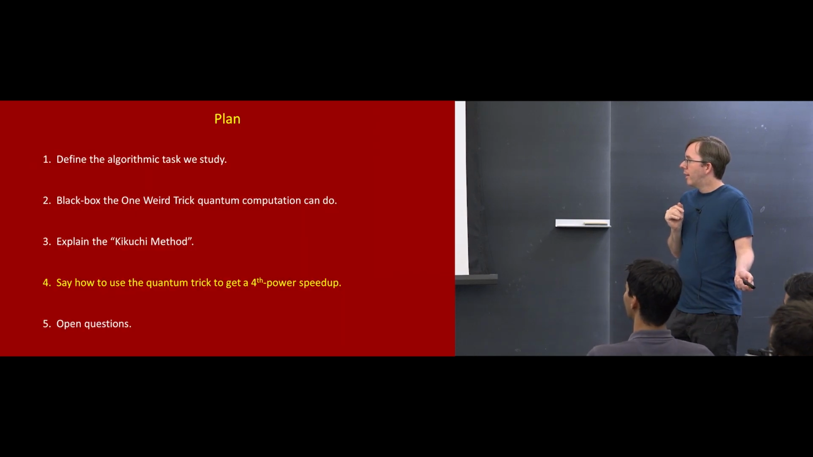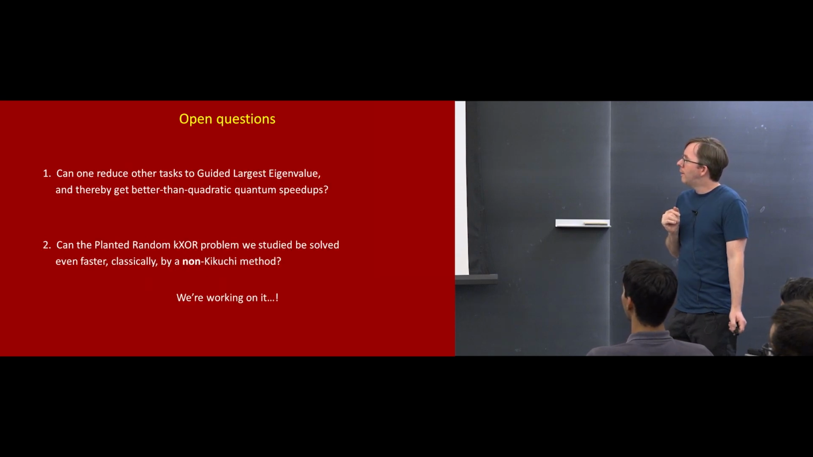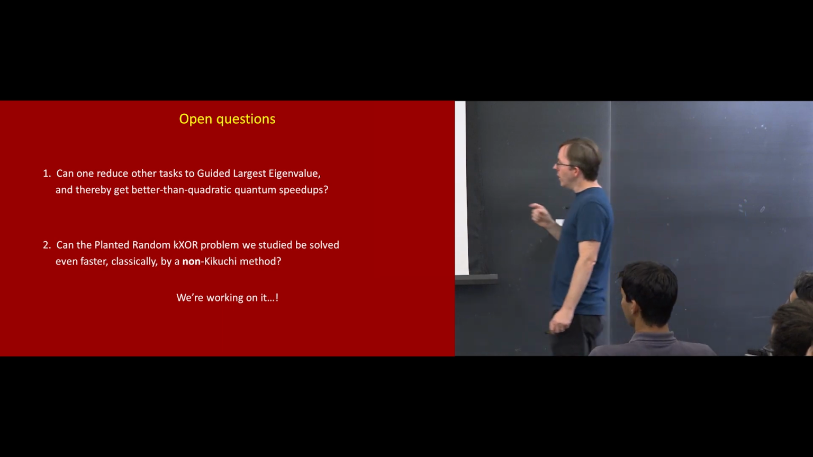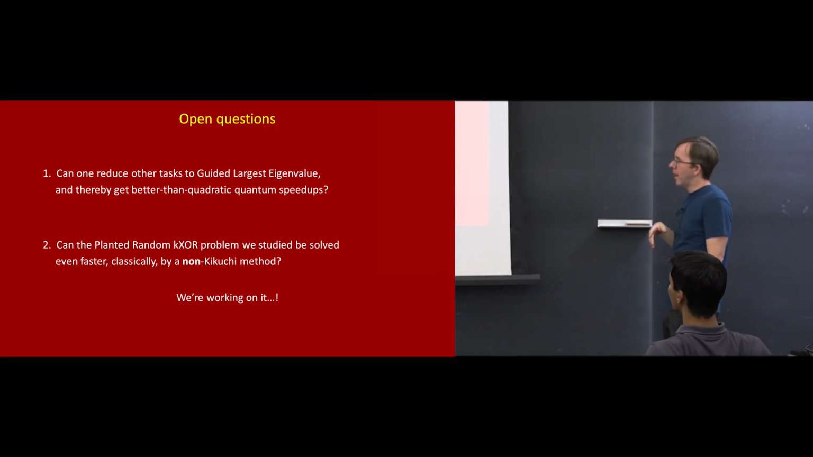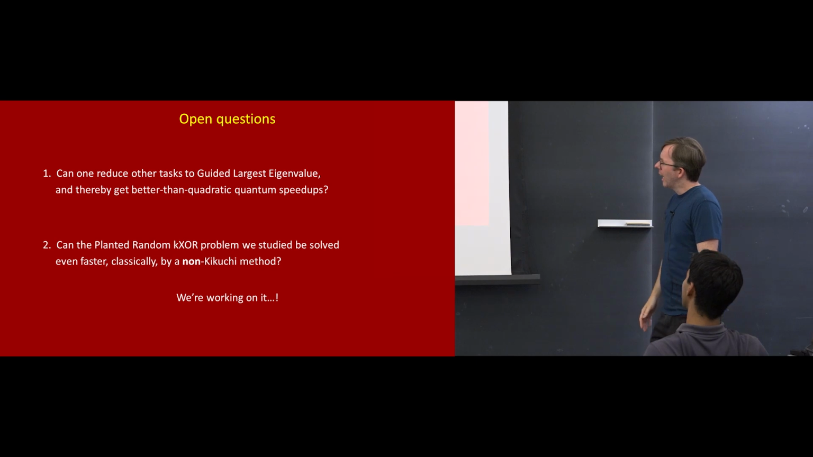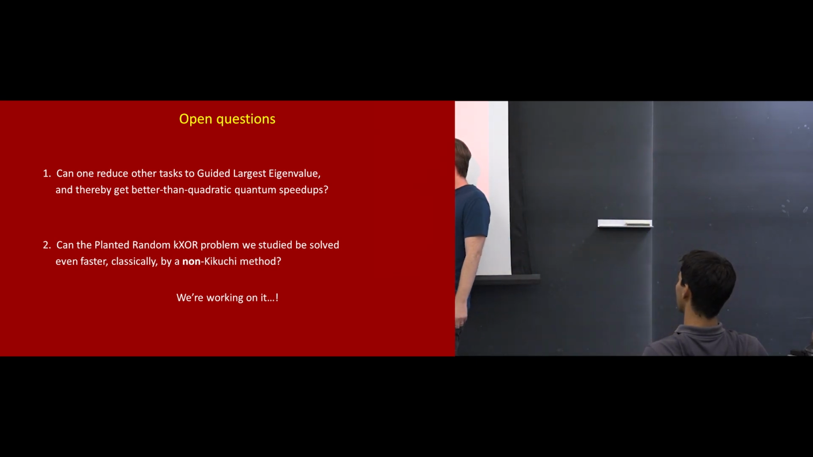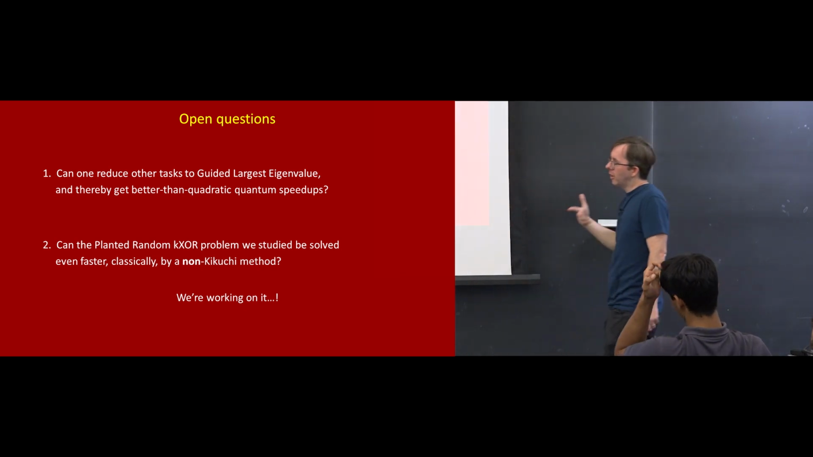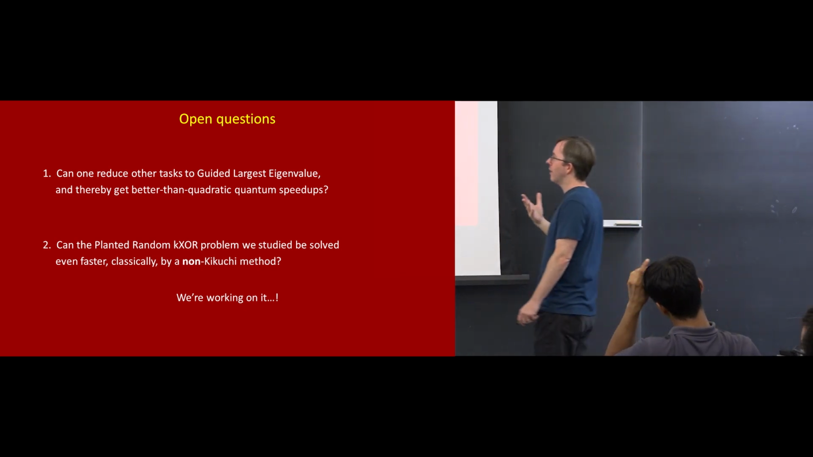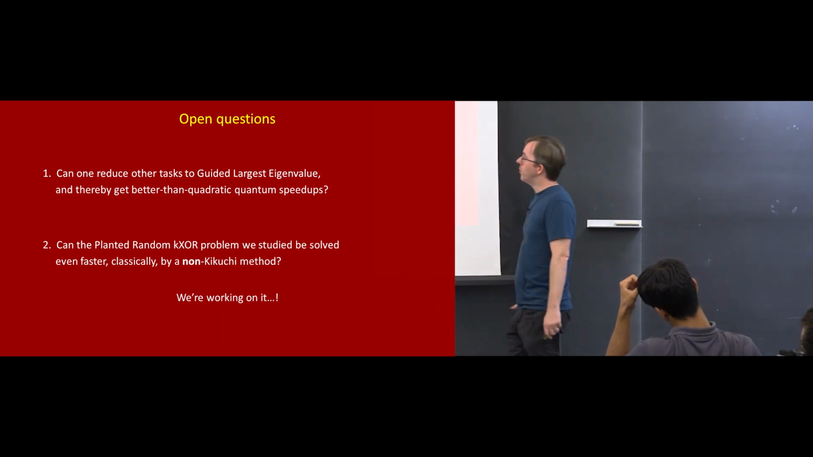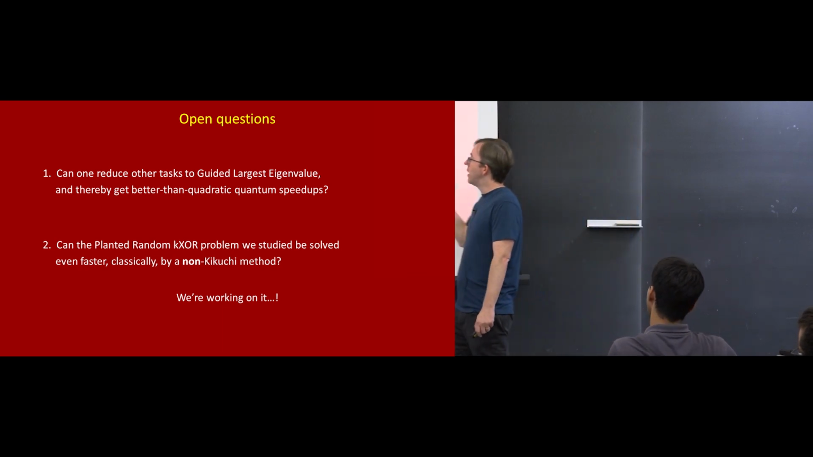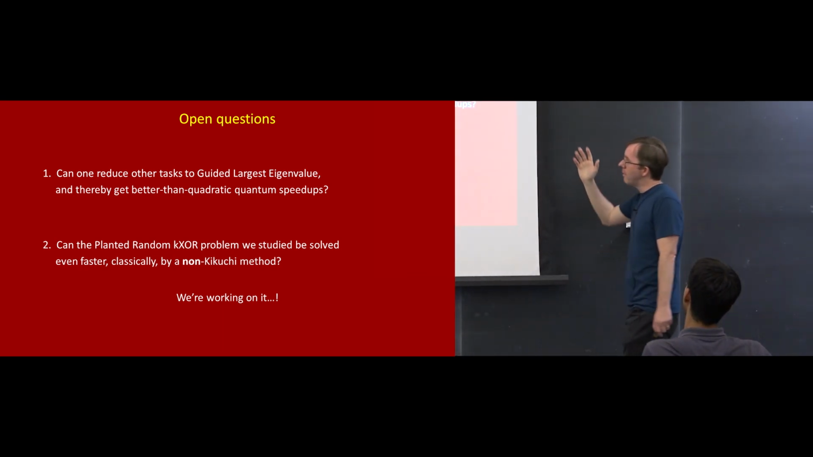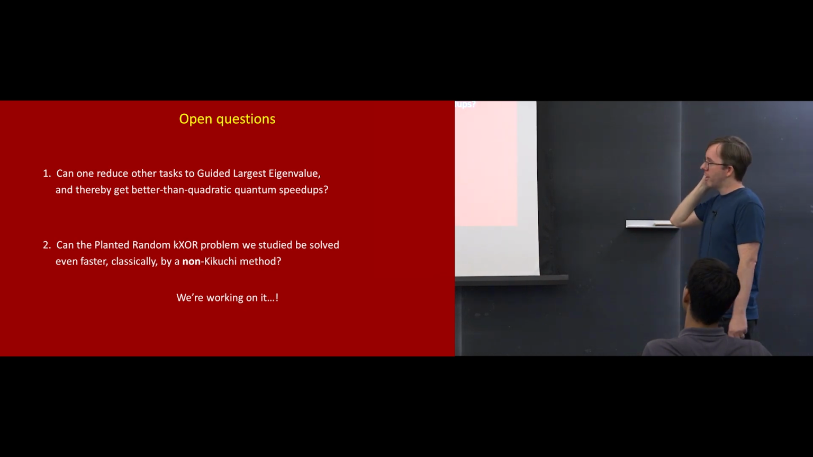Okay, so I have one more slide. It's just about open questions. In this paper we used this guided largest eigenvalue problem to get a faster algorithm for some interesting classical task in the field of planted inference. It's an interesting problem, and in some sense it's complete for quantum computation if you define it appropriately. So arguably this is the only thing you could do with quantum computation. If you're interested in getting quantum speedups, or better than quadratic quantum speedups, for some classical problems, then maybe you can try to fit them into this guided largest eigenvalue task.